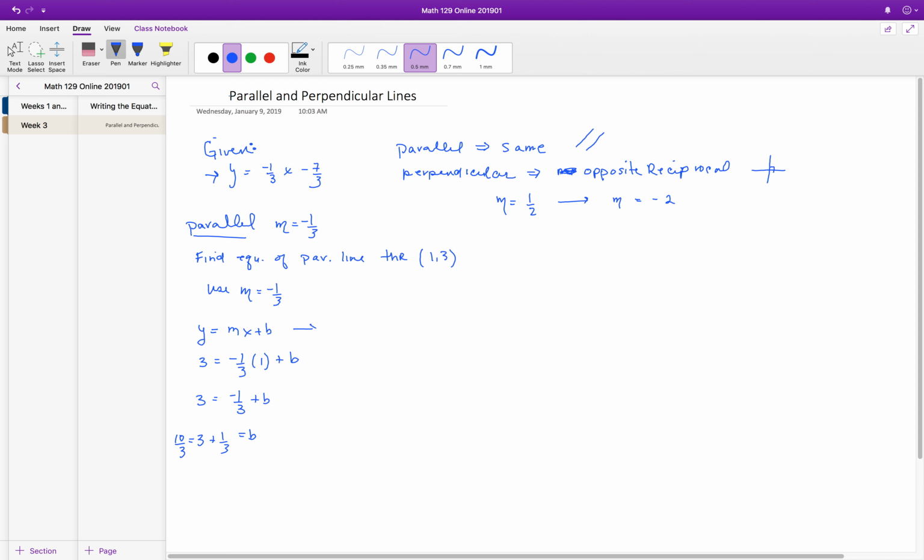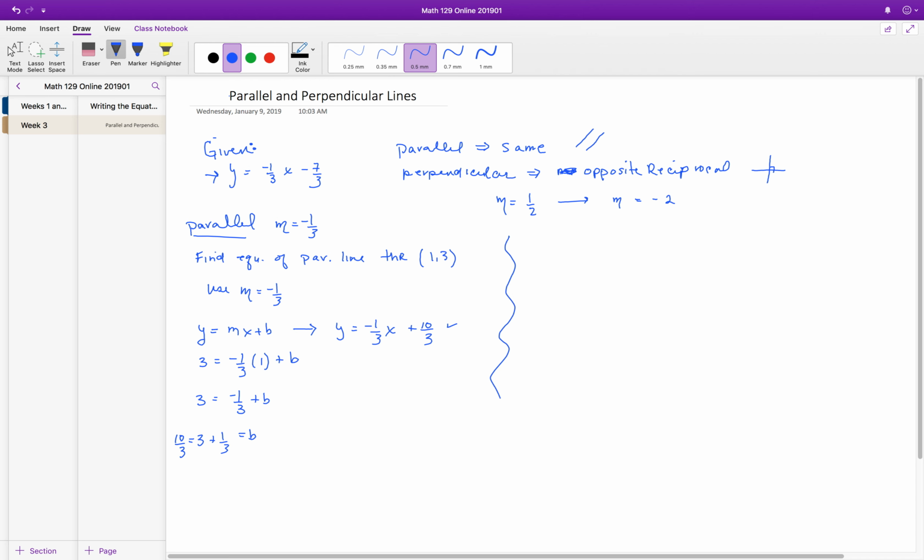So my equation of my parallel line is y equals, again, that negative 1/3 slope, because it has to be exactly the same, and then the y-intercept that I just found, which was 10/3. So there's my parallel line.